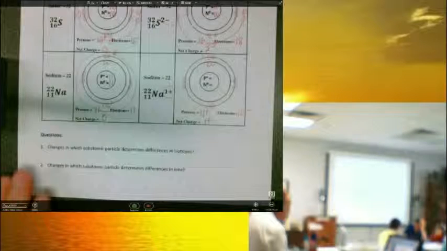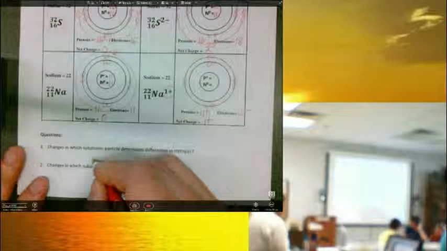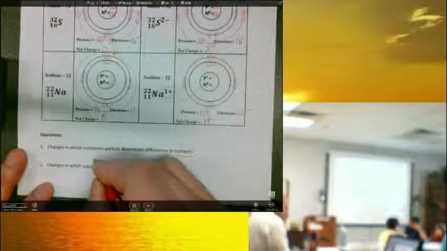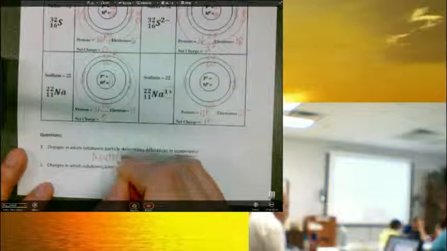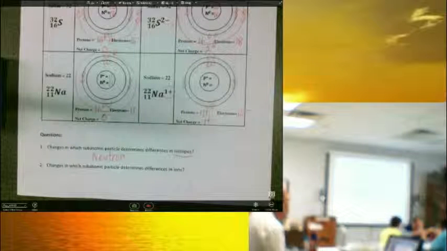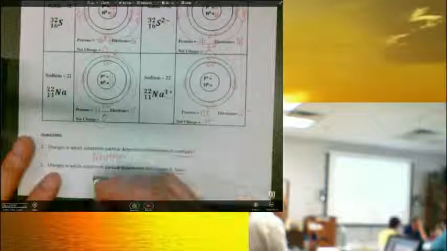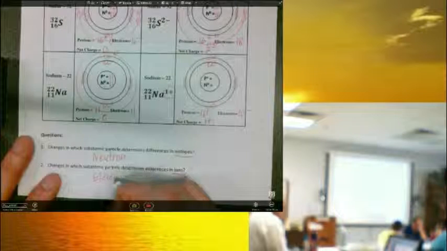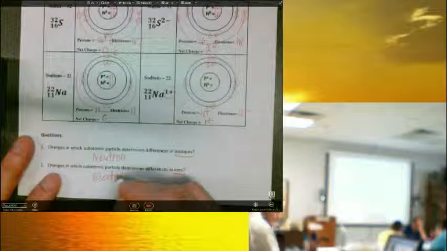Okay, changes in which subatomic particle determine isotopes? Not for isotope. Isotope, I told you, remember, neutron. What changes in which subatomic particle determine ion? Electron.